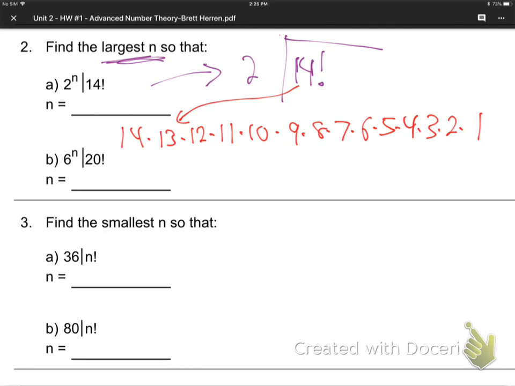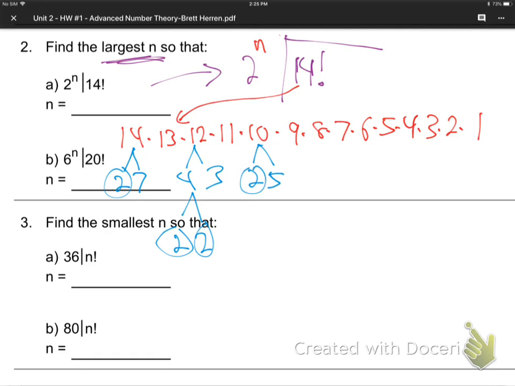So to figure that out, I got to figure out how many 2s are in there, right? So let's take a look. 14 is 2 times 7. There's a 2. 12, I'm just going to break apart the numbers that have 2s in them and find out the total amount of 2s. 4 times 3, there's 2 more 2s because the 4 breaks down to 2 2s. How about the 10? 2 times 5. How about the 8? That's 2 times 4, which is 2, 2. So there's 3 2s.